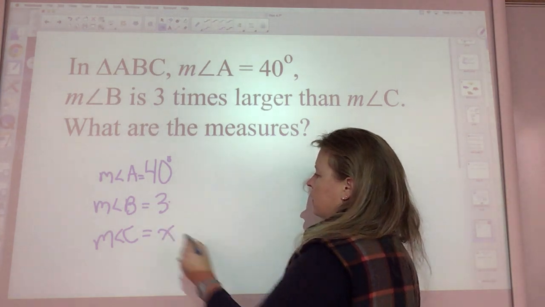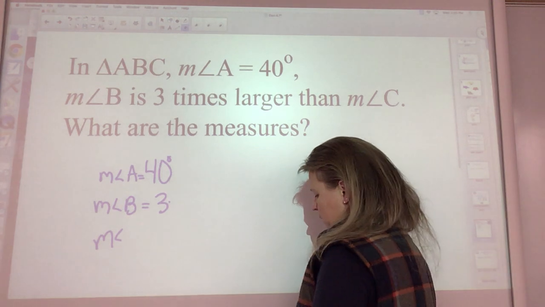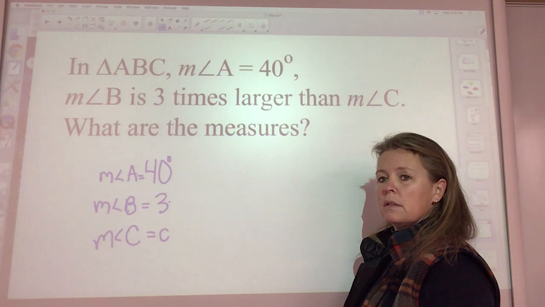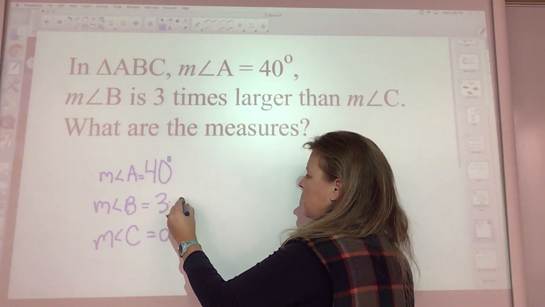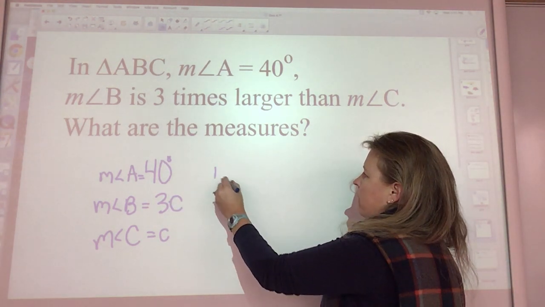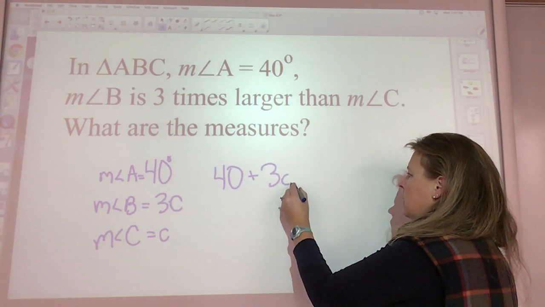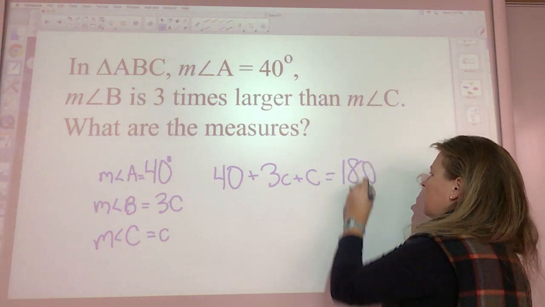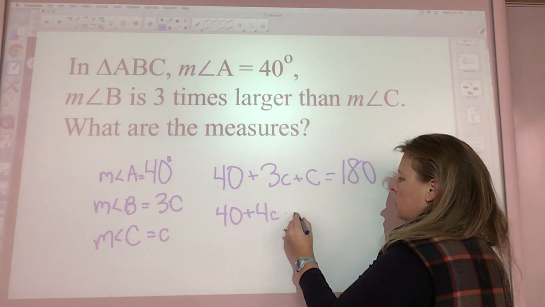But we can use a variable. So if we want to call the measure of angle C x, actually forget that. Why don't we call the measure of angle C, C. That way when we find it, we'll know what it is. Measure of angle C is C. So therefore the measure of angle B is 3 times as large, or 3C. Do the math. 40 for angle A plus 3C for angle B plus C for angle C should add up to 180 degrees. 40 plus 4C, combine like terms, is 180.